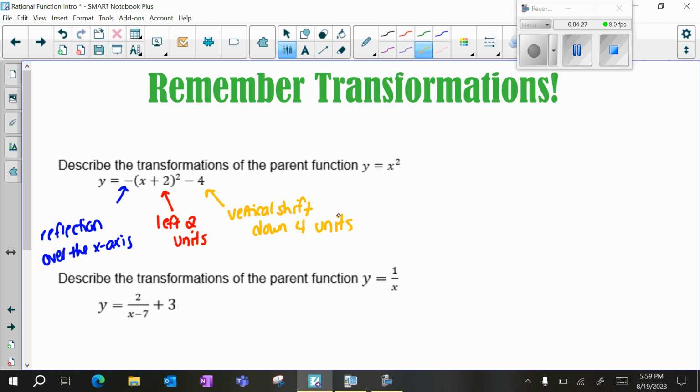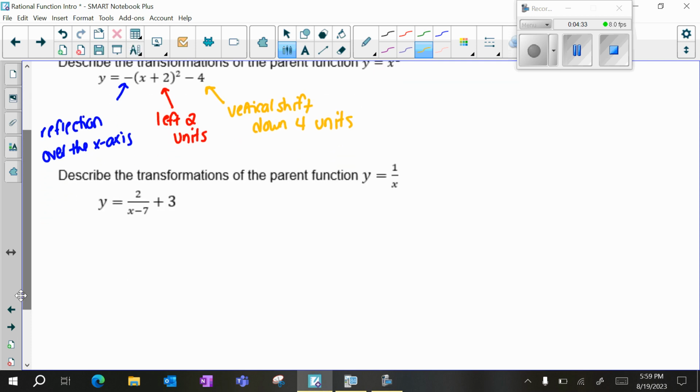So let's apply the same idea to our rational function. So here is my parent function, y equals 1 over x. The easiest one to identify is this plus 3 on the outside. That means I'm going up 3 units.